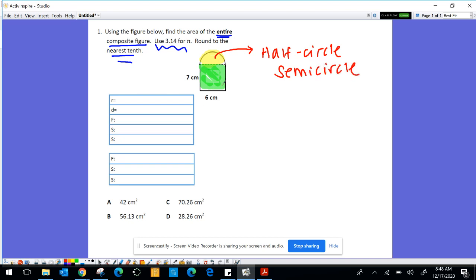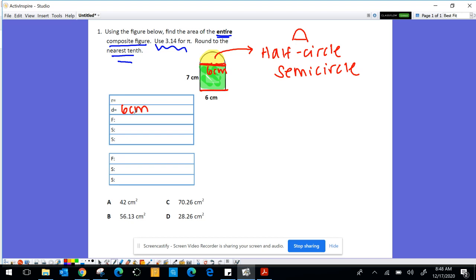Something we need to be aware of is even though we don't have a number here, we can figure it out because opposite sides of rectangles are the same. So if this is 6 down here, this piece is 6 up here as well. So it goes all the way across through the center and through the endpoints of your half circle. Therefore, that is your diameter. So 6 centimeters is your diameter.